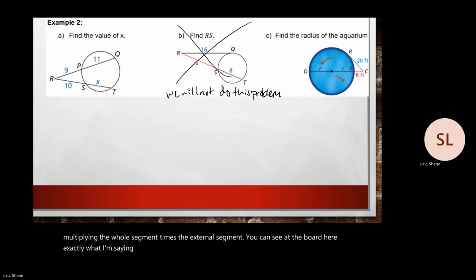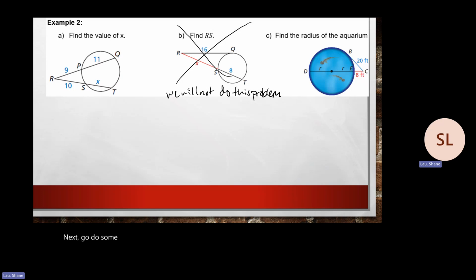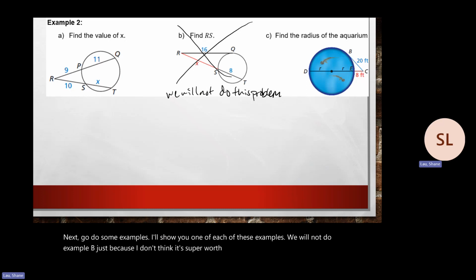Next, we'll do some examples. I'll show you one of each of these examples. We will not do example B just because I don't think it's super worth it, but we'll do A and C.